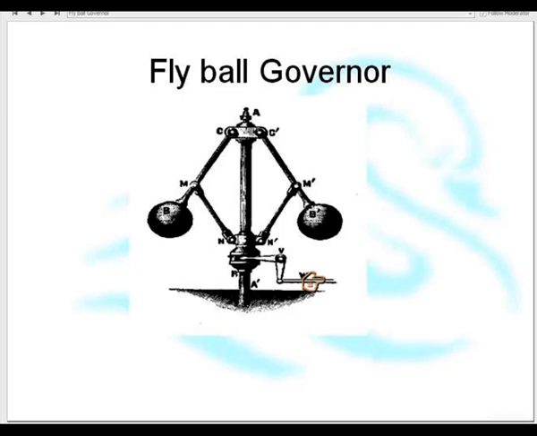What this means is that the steam engine then slows down, which means that the balls drop down a little bit, which opens the steam valve, which means the steam engine speeds back up. With a flyball governor, you could maintain a steam engine at a set speed. It did tend to oscillate a little bit up and down as the speed changed, because it's basically a pendulum, and any pendulum tends to oscillate.